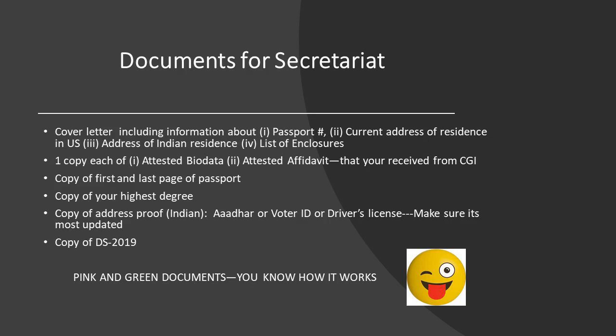So in order to get a NORI certificate, a clearance certificate from the state government, you have to send 1 copy of attested affidavit, 1 copy of attested biodata, 1 copy of your passport, 1 copy of your J1 document, 1 copy of your degree certificates, and 1 copy of your Aadhaar card or voter ID or your driver's license, whichever has your permanent address written in it.